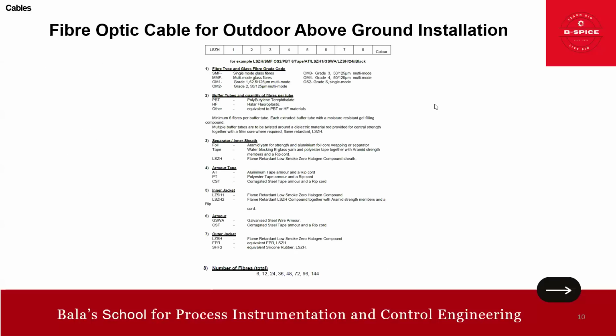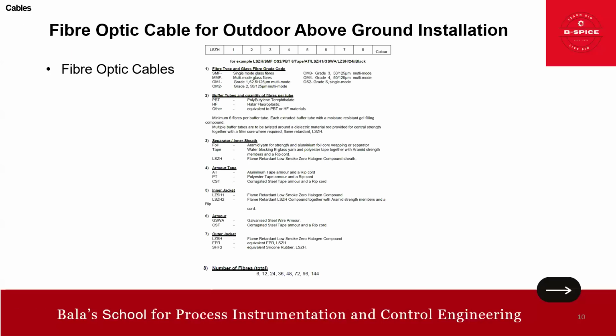Then we talk about the fiber optic for outdoor above ground. This is totally different. As you can see here, this is fiber optic and glass fiber grade code. Friends, just pay attention. This is totally different from normal cable. We have four options. Single mode glass fiber, SMF. Then we have multi-mode glass fiber, MMF.